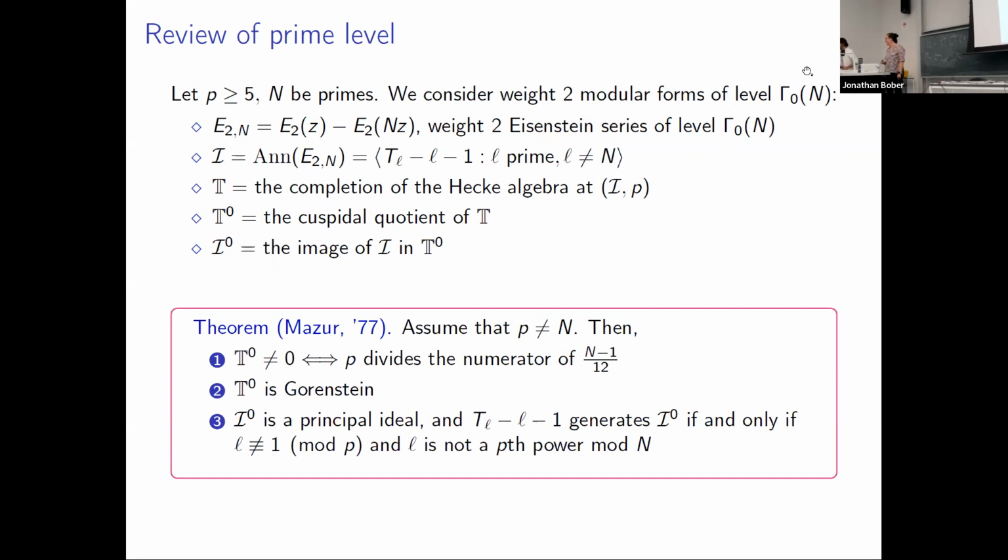All right, so we fix 2 primes, P and N, and we'll assume that P is at least 5, just so we don't have to be too careful about 2 and 3. And so we'll fix usual notation where we're looking at our Eisenstein series of weight 2 and level gamma naught N. We have a Hecke action on the series, and we can look at the annihilator of it, which we call the Eisenstein ideal. And then we can complete our Hecke algebra at the maximal ideal generated by our Eisenstein ideal in P and look at our cuspidal quotient. So that follows Mazur's notation.